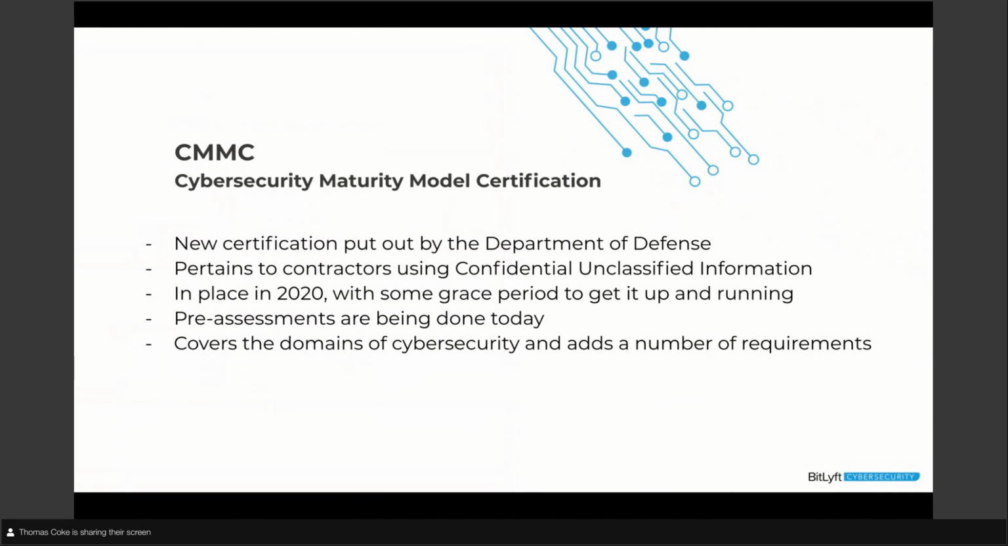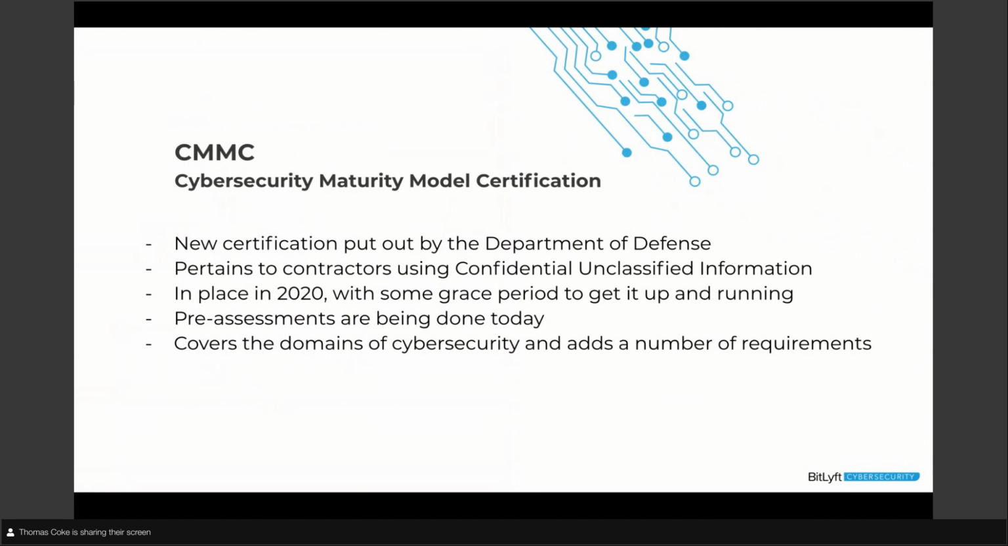So there is some grace period to get it up and running. Right now, there are companies actually doing pre-assessments based on some of the things that we know about the CMMC. In the resources page, we have some links to the actual websites that discuss this, but the point is making sure that, based on the knowledge we have today, I can step forward a little bit and do certain things that set me up for success later on.